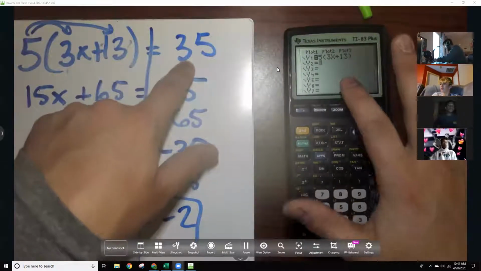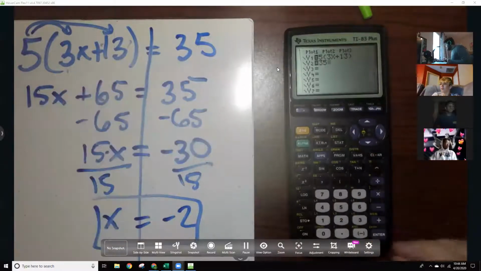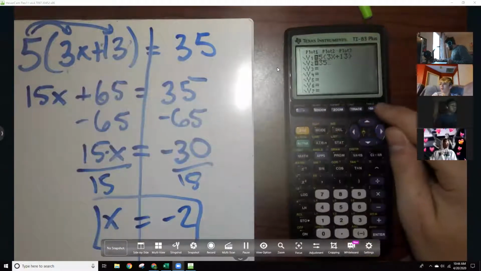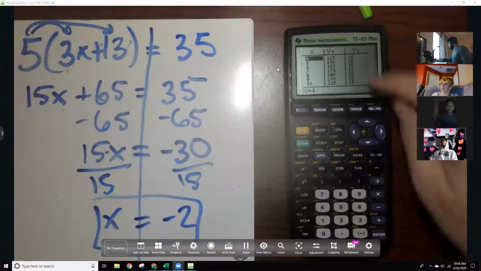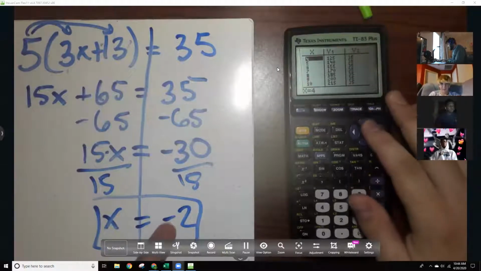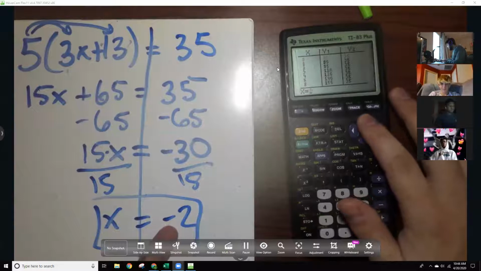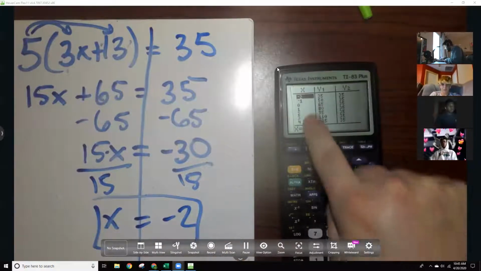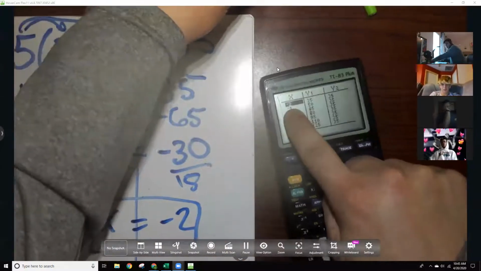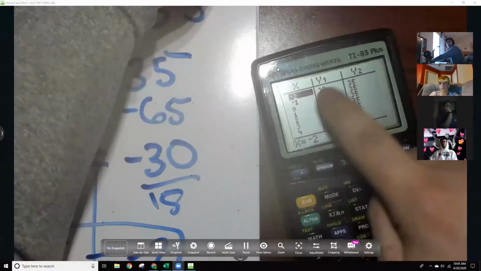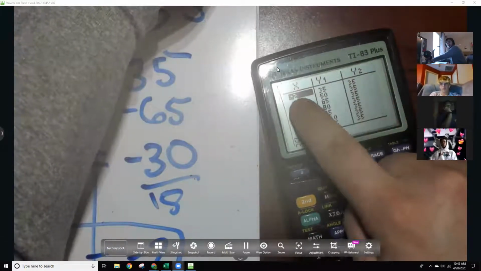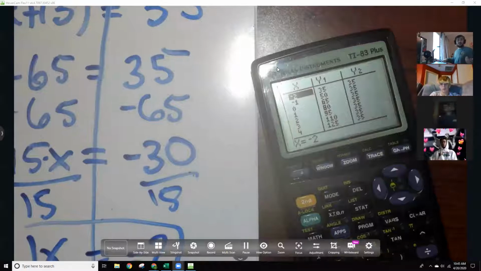And then right side y2, so that's 35. Second graph takes us to our table, and we're looking for where y1 matches y2. We know the answer is -2, so we can just go up to x equals -2. It should be right there. And what we're looking for, again, is that y1 and y2 match. Okay, x is the answer. So we just confirmed that -2 is our answer.